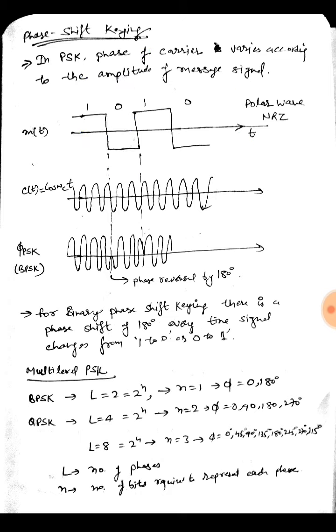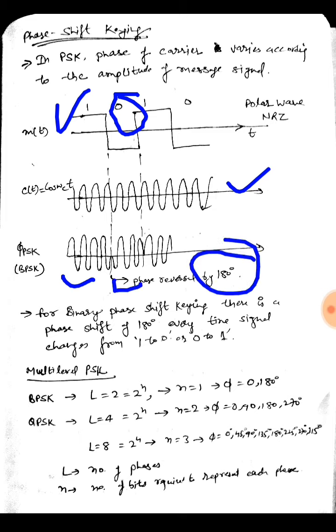Okay, and if this is our carrier cos omega c0, so for 1 the carrier signal would be transmitted as it is, and if it is 0, that is for negative voltage, there will be a phase reversal at this point by 180 degrees.